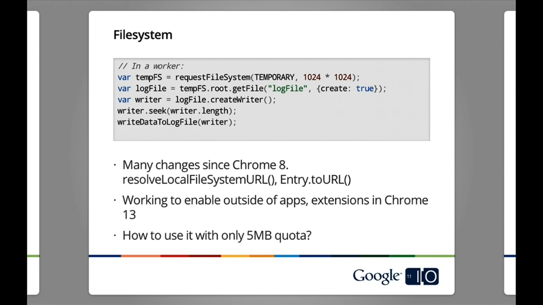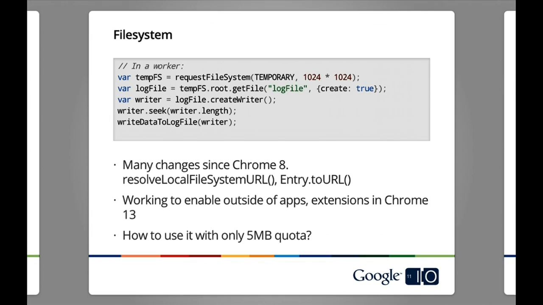So what's actually interesting in file system land? Well, when we first introduced this API about a year ago, it was only usable within the context of Chrome apps and Chrome extensions. And if you're developing a Chrome app or Chrome extension, you can use this now. You can request unlimited storage quota, and you can save things on the user's hard drive in a structured way in a file system. And that's great.